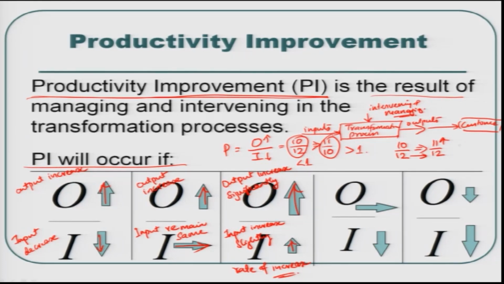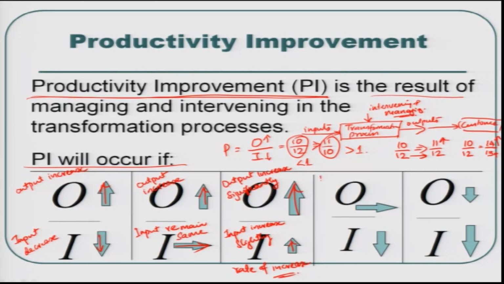So, an example of this will be, let us say your productivity was 10 over 12, where 10 was the output and 12 was the input. Then you made output 14 and the 12 became, let us say, 13. Here also your input has increased, but your output has improved at a much faster rate. So, here also you will get a larger productivity improvement.